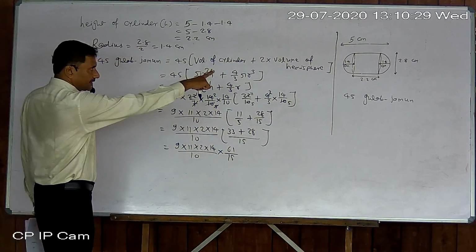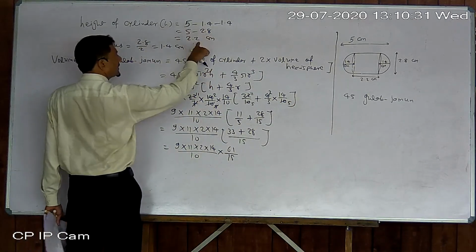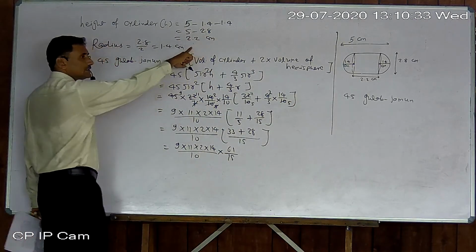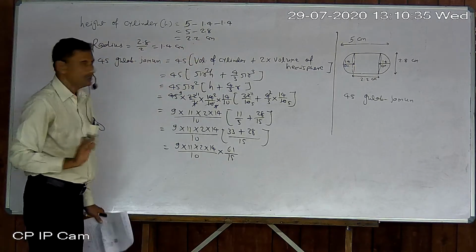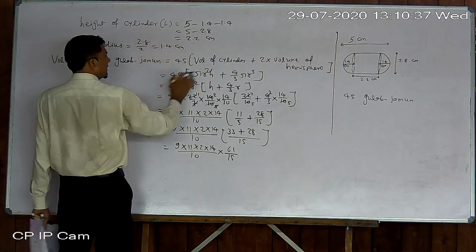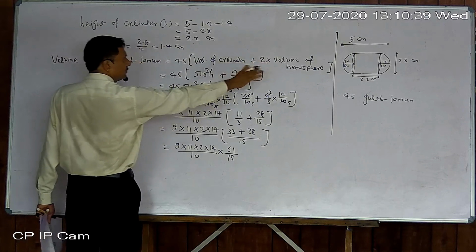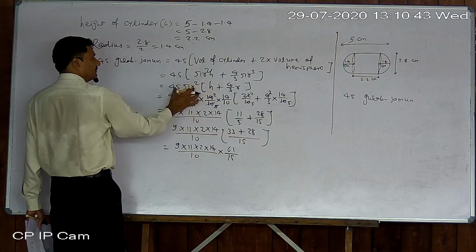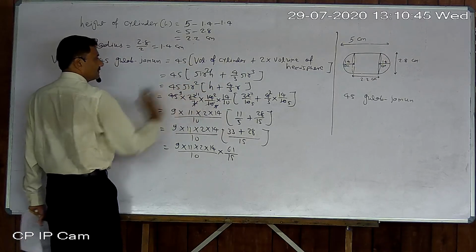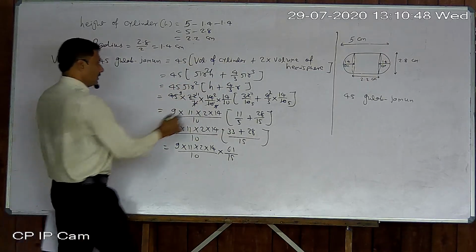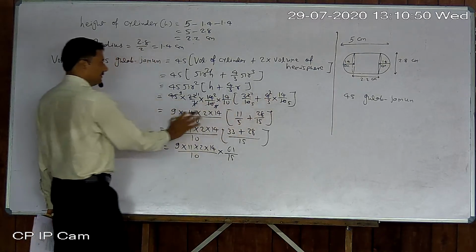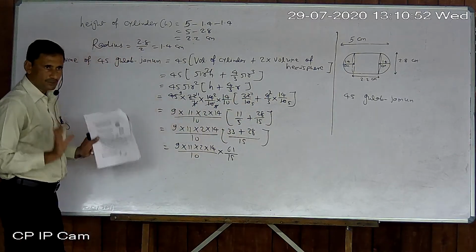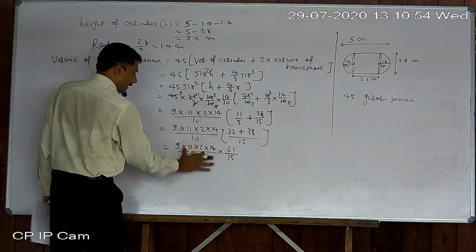All measurements are written and one measurement is not given. So we found that first of all. Okay, so that is ready. Now volume of cylinder plus 2 into volume of hemisphere. So one sphere formula is written, taken common. All values are placed. Now I try to simplify in fraction only. So we came to this step.